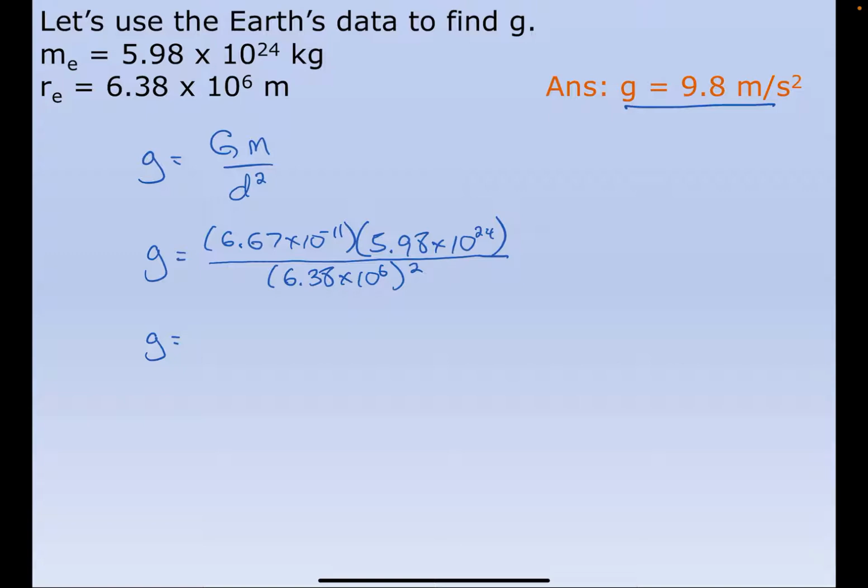Divided by 6.38, exponential 6. Don't forget to square the thing on the bottom. When I did it, I actually got this number, 9.799088. Little g, approximately 9.8 meters per second squared. Sometimes people use 9.81, depending. It depends a little bit on which of these values you use, right? This value is not an exact value. Probably the mass of the Earth as well. But anyways, this is where this magic number comes from, this acceleration due to gravity.